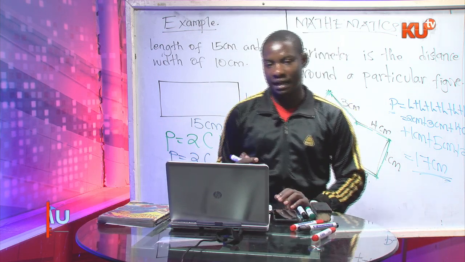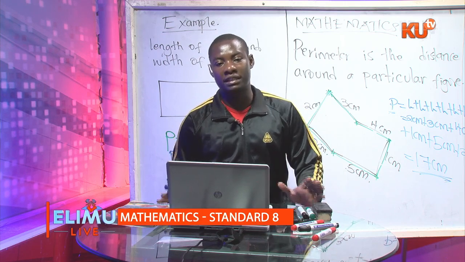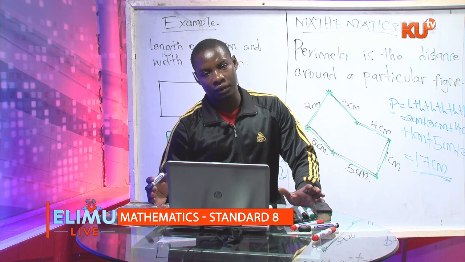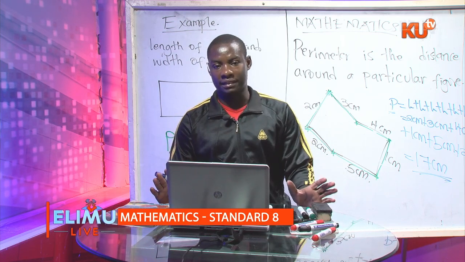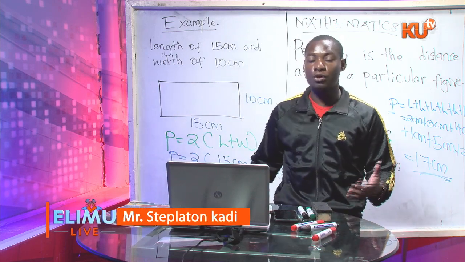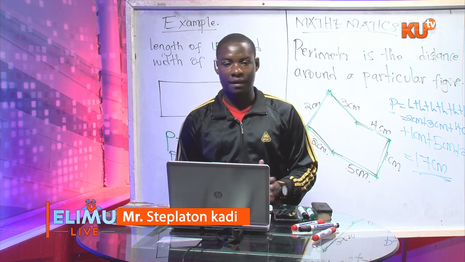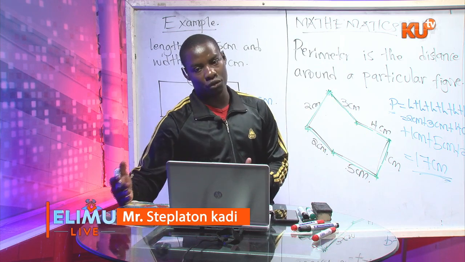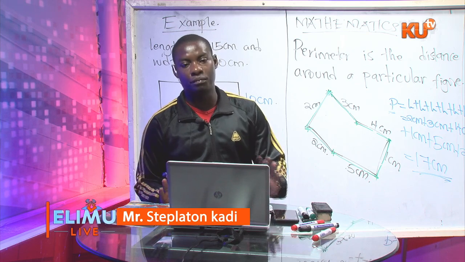And remember, perimeter is always given in terms of centimeters or meters. We don't put the squared sign or the cubed sign. So it's just centimeters. In choices you can have, for instance, in this example we got 50, so you can have choices 50 centimeters, 50 centimeters squared, or 50 centimeters cubed. Remember, the answer is always either centimeters or meters.